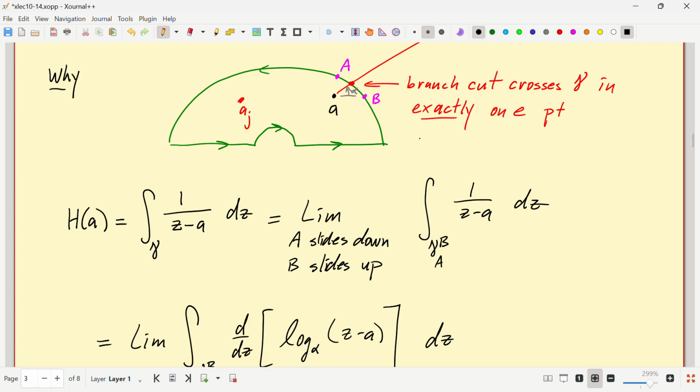So I guess it's worth pointing out: it starts at A, follows gamma, ends at B.